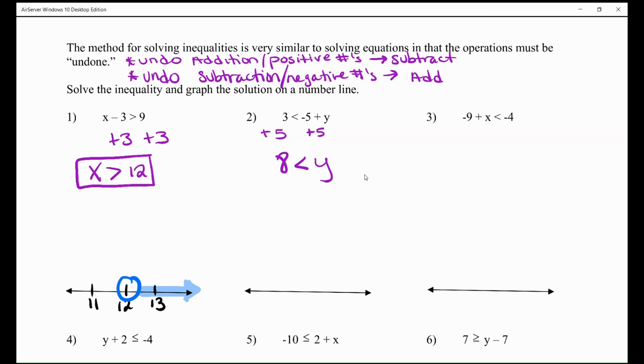Now, I always like to have my variable on the left for inequalities, and that helps with graphing as well. So let's read this inequality from right to left. y is greater than 8. So when we rewrite, we'll write it as y is greater than 8. Keep in mind that if the inequality symbol is open towards the variable, we still want that to be true when we rewrite.